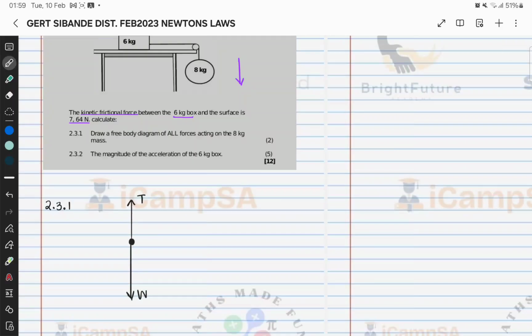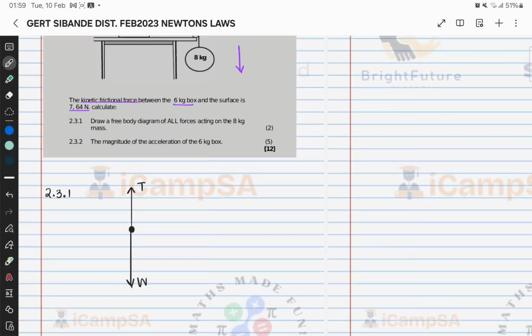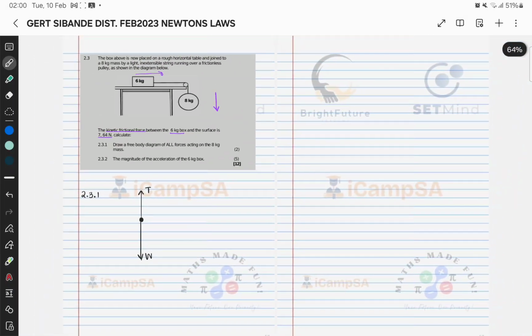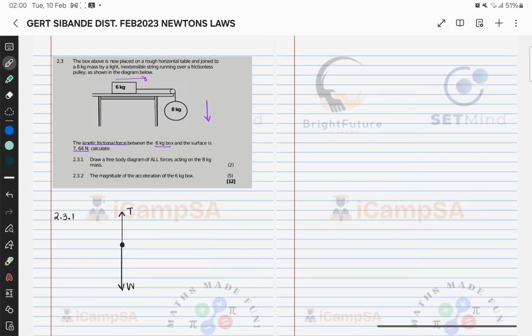Weight is pulling the block downwards and the block moves downwards, which means the weight of this 8 kilogram block, or the gravitational force of the 8 kilogram block, is greater than the tension on the string. So that's why it's able to move downwards. If they were equal, it would not move at all. So that's why even in the free body diagram, I made sure that I represent that. It shows that you understand what you're doing. You're not just doing things out of habit, or not understanding what they actually are.